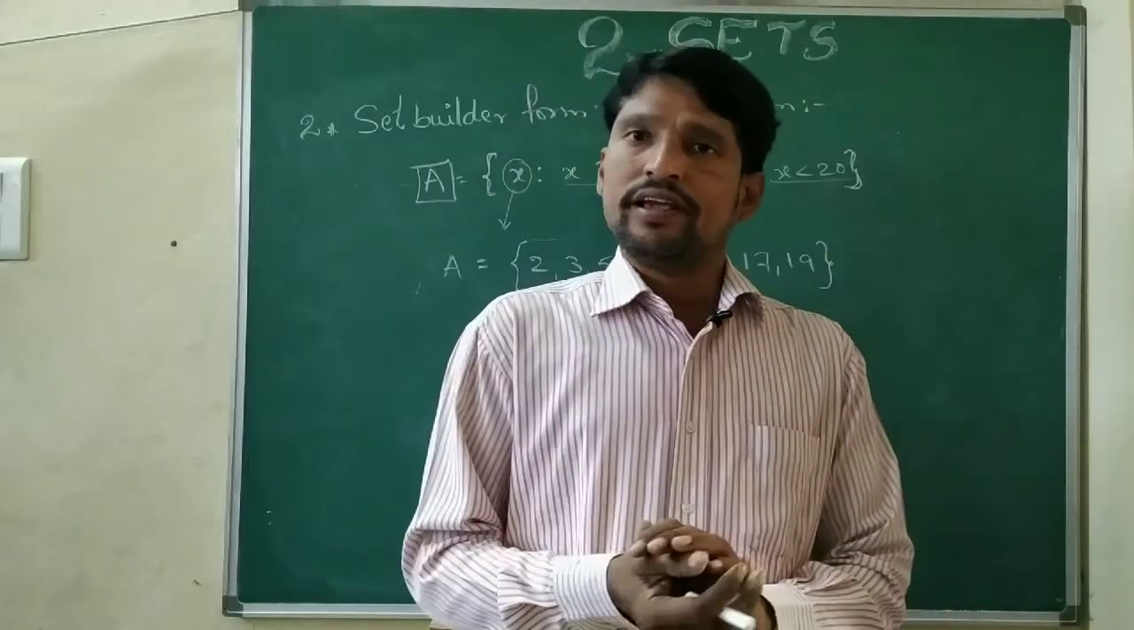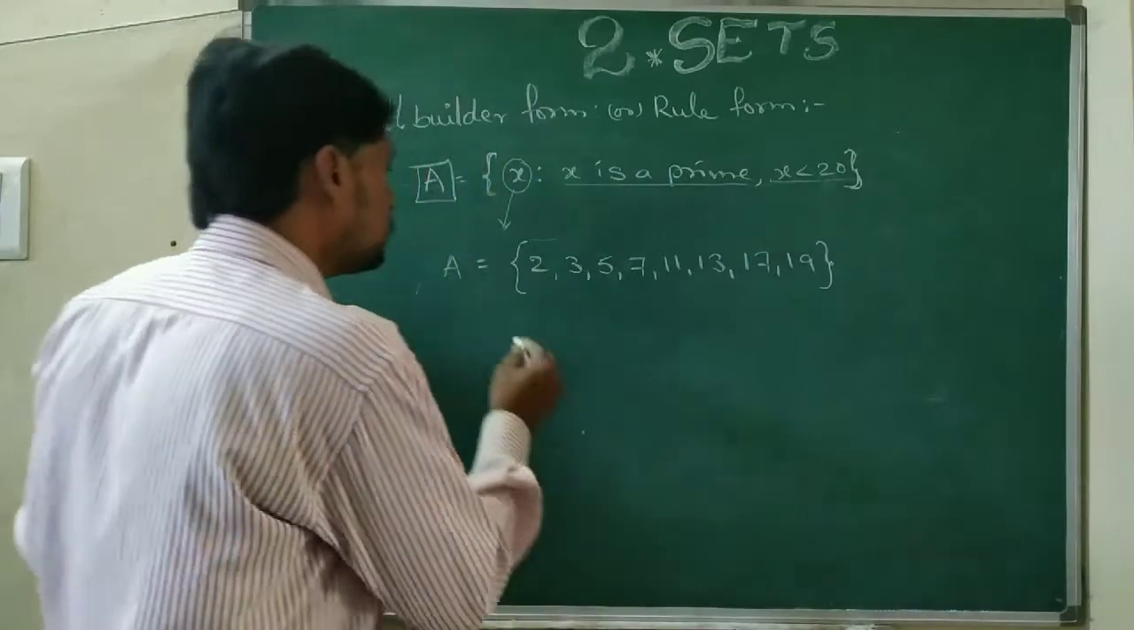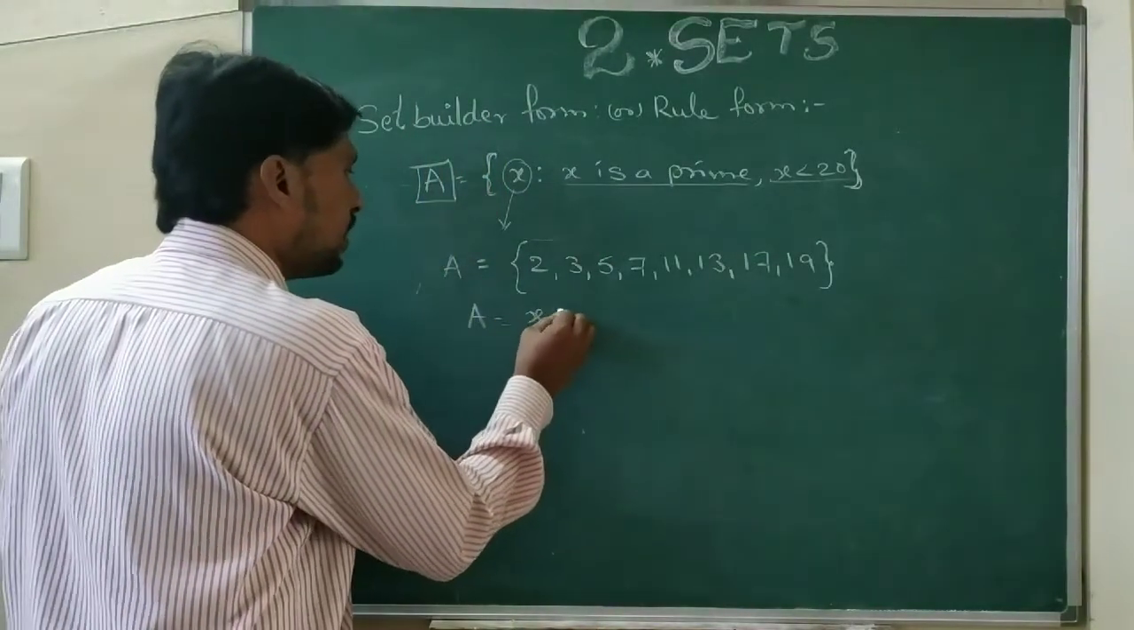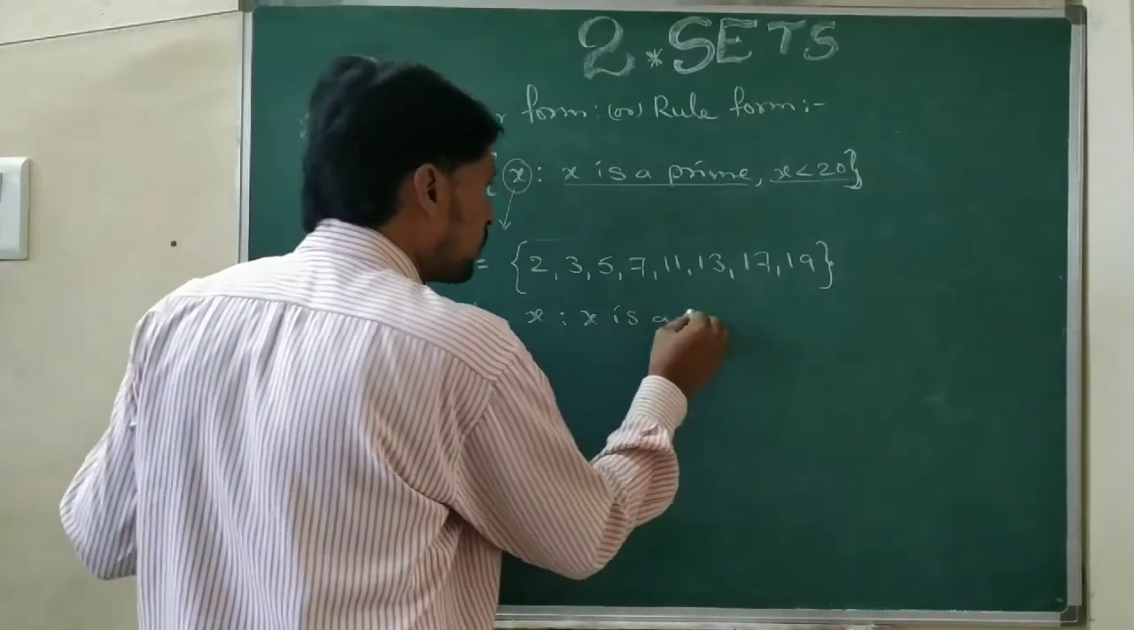Let us discuss one example. A equals x such that x is a factor of 30.